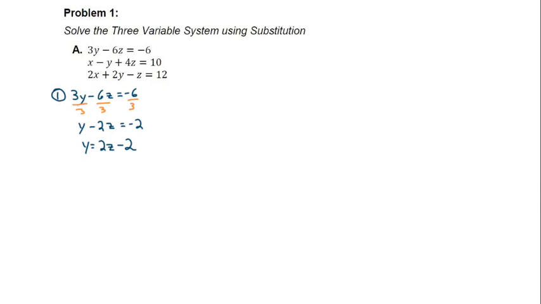So here we go. Step 2. Using my first equation, I'm going to write out x minus, and then instead of y, I'm going to write 2z minus 2. Then continue writing the rest of it, 4z equals 10. Then I've got my other equation. 2x plus 2y, but instead of y in parentheses, I'm going to put 2z minus 2. And I'll put minus z equals 12.